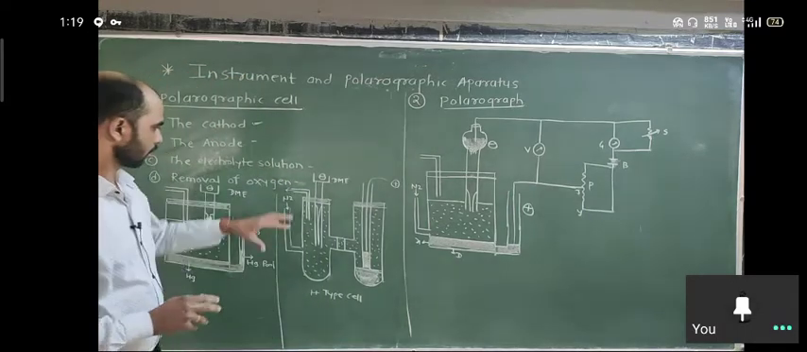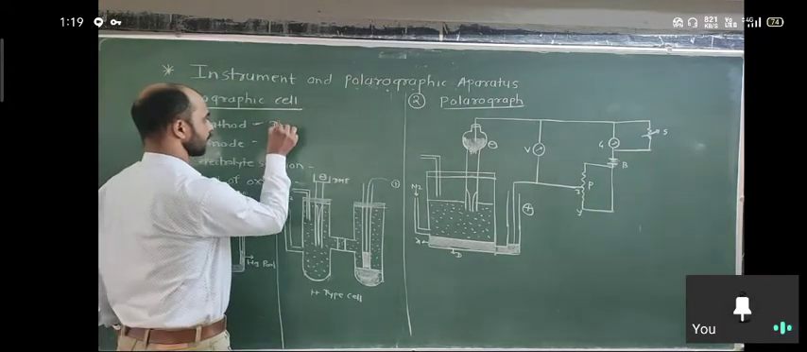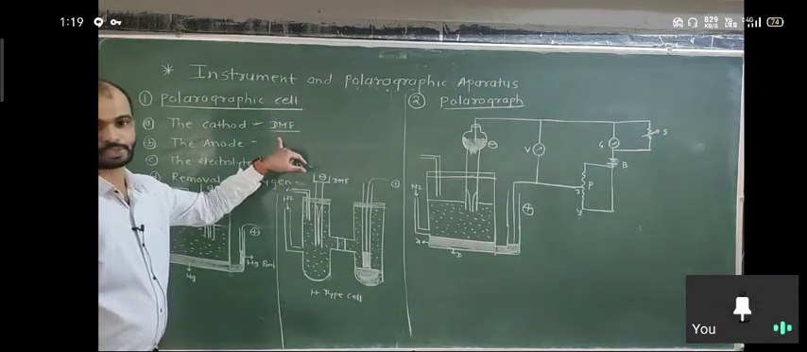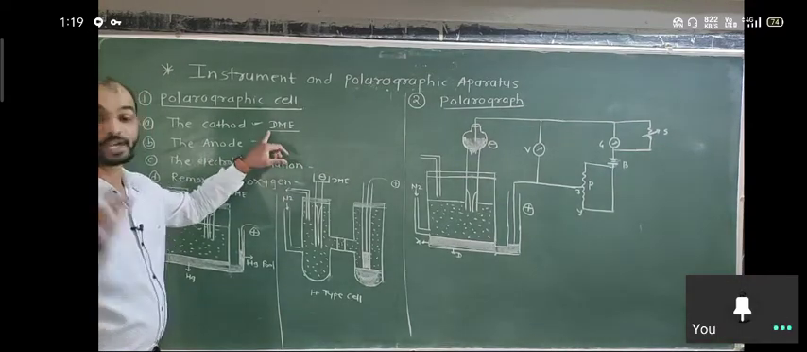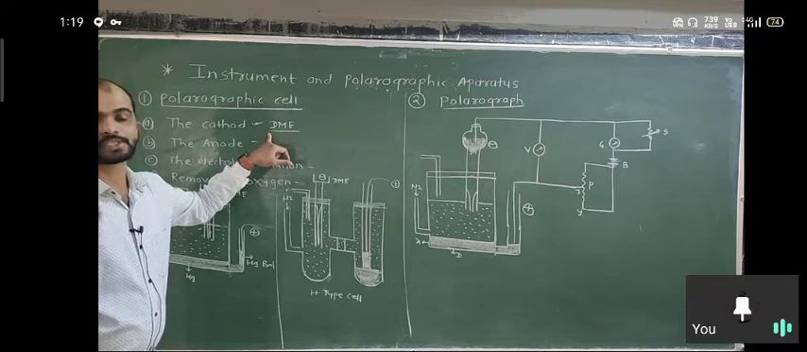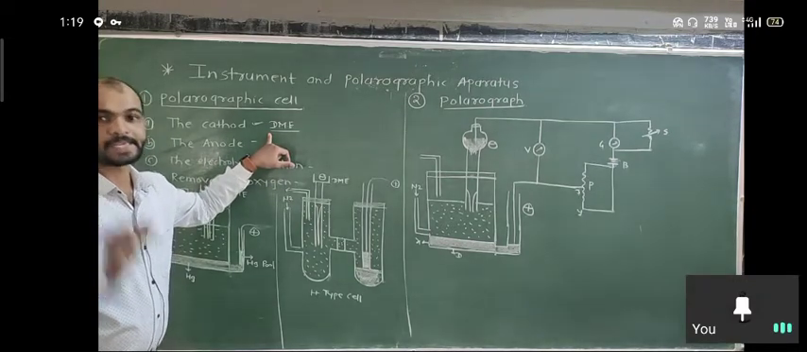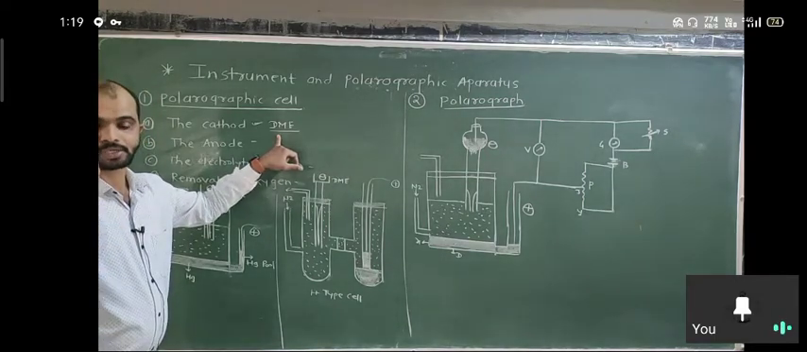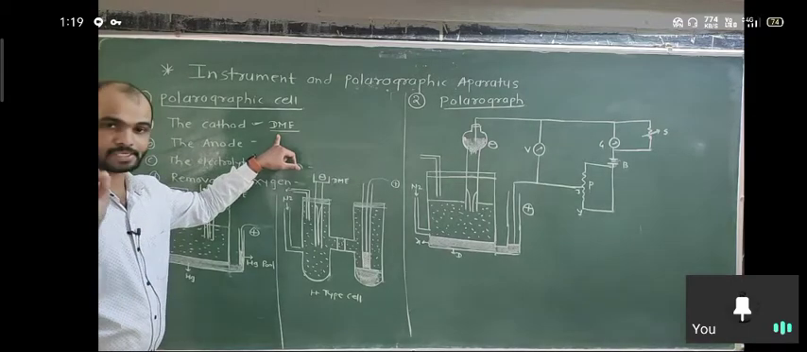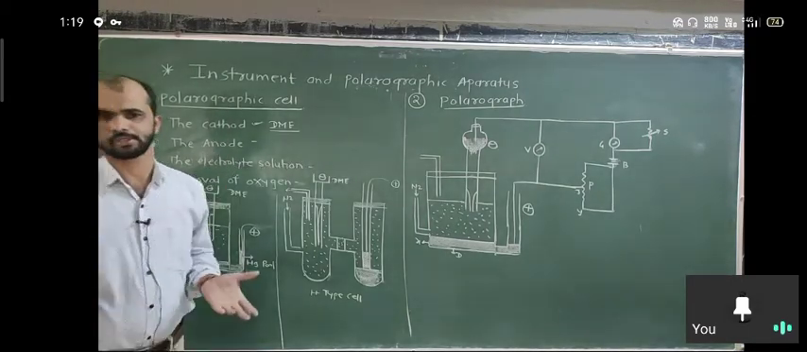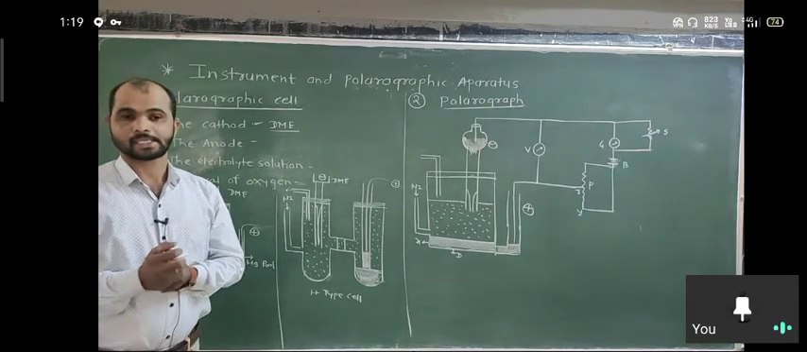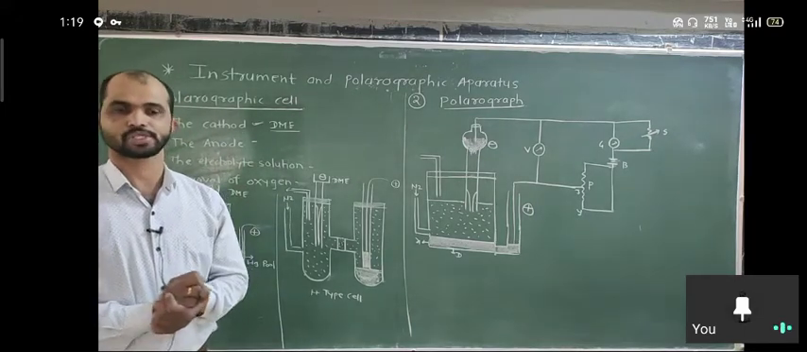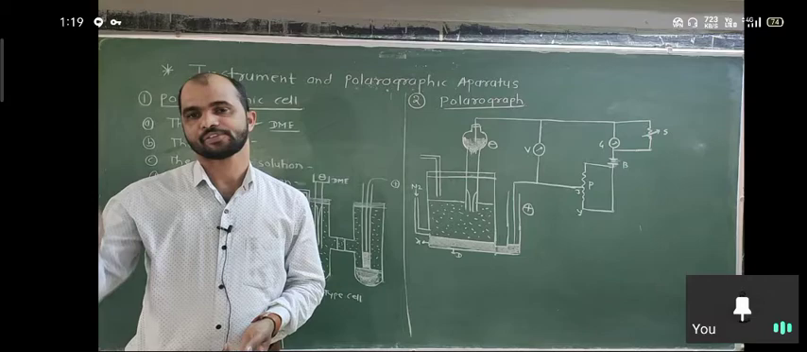Here the DME, the dropping mercury electrode, is used as a cathode in the given cell, and always in polarography the cathode is a dropping mercury electrode as a negative electrode. It is a very micro electrode, that means its surface area is smaller, that means it is polarizable, that means it is an indicator electrode. Basically in a number of techniques two electrodes are used, indicator electrode and reference electrode.